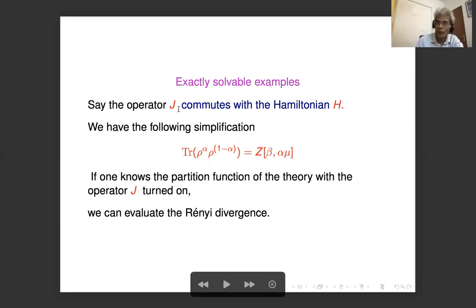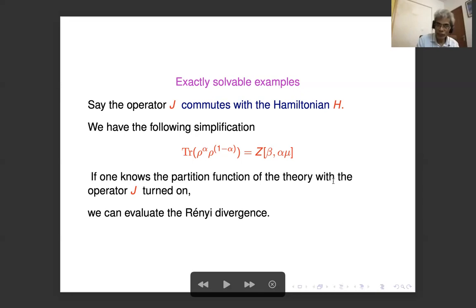Suppose the operator J commutes with the Hamiltonian. The deformation commutes with the Hamiltonian. Say J is a conserved current. So it commutes with the Hamiltonian. Then rho to the alpha, rho prime to the 1 minus alpha is, if you think about it, just the path integral with the mu turned on for only alpha time. Because rho and rho prime commute, you don't have ordering problems, you can put this whole thing together. And so it's basically that chemical potential is turned on only for alpha time.